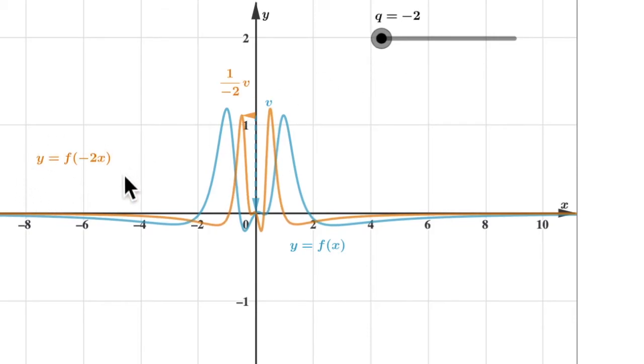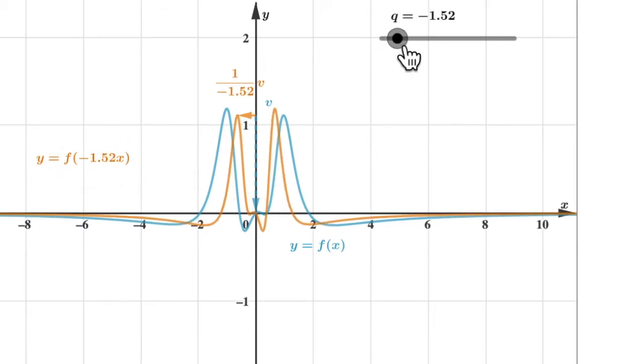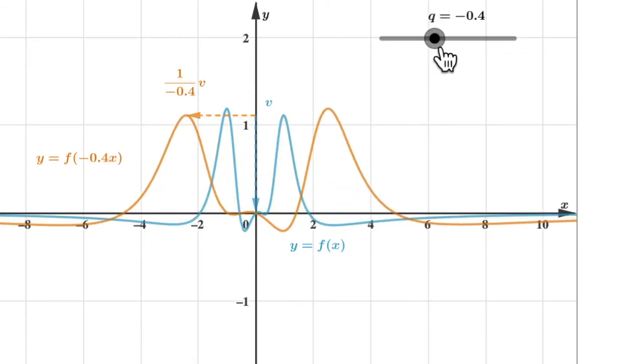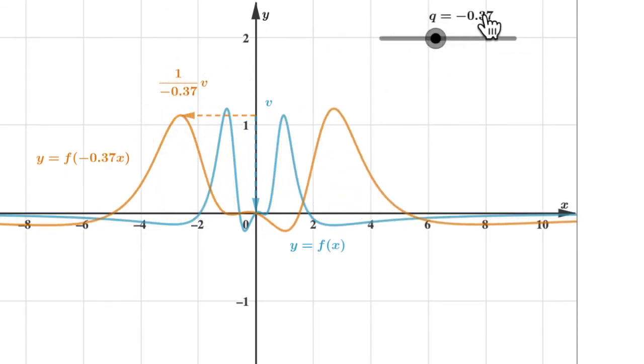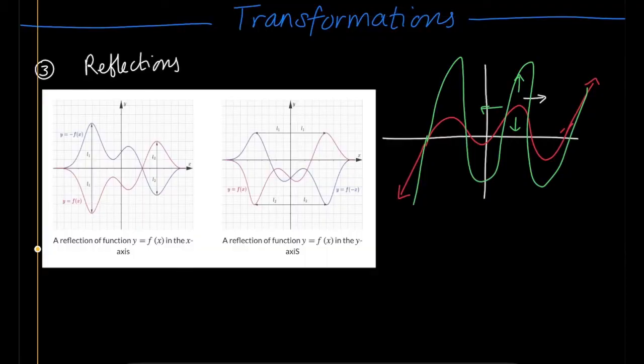And we can see in the orange text here, this is when we multiply directly to x, not the whole function. This is when it stretches horizontally, and we can see over here that if it's -0.37, it's going to get stretched horizontally 1 over -0.37. Okay, so next we have reflections, and this is pretty simple.